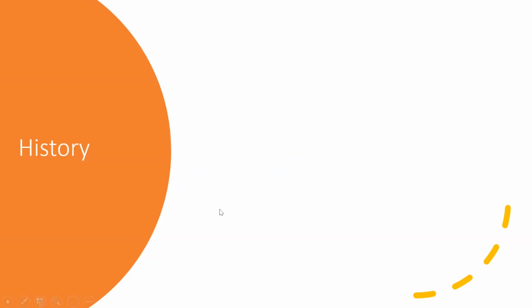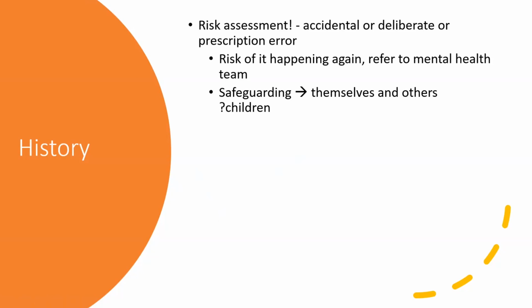There are so many different questions that are different to a normal history. So you want to do a risk assessment. A risk assessment is really important because you want to know whether it's accidental, deliberate or unusual, but there's a chance of prescription error. Is there a risk of it happening again? If they're fine currently but you send them home, are they safe with themselves or others? Any thoughts of hurting themselves or others, and any children at home that could be at risk as well. Age and weight are also really important because they can help with any of your antidotes that we'll go through in a bit.